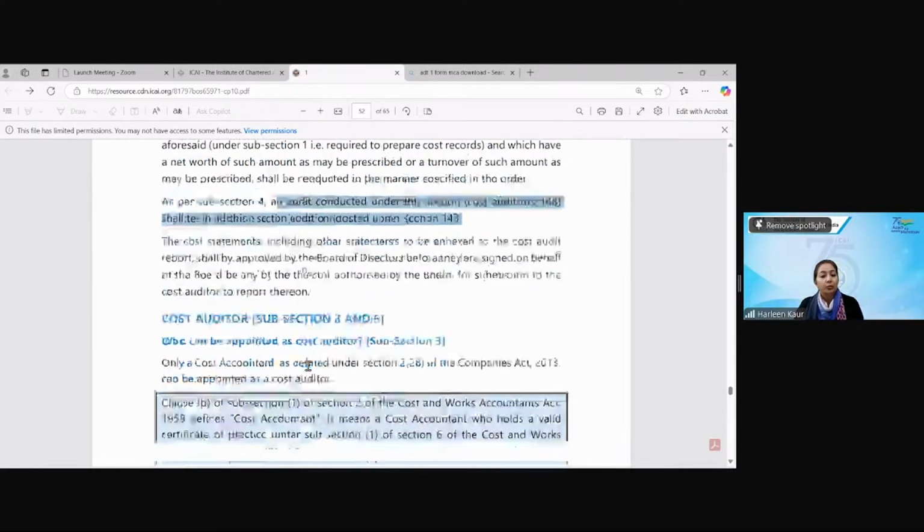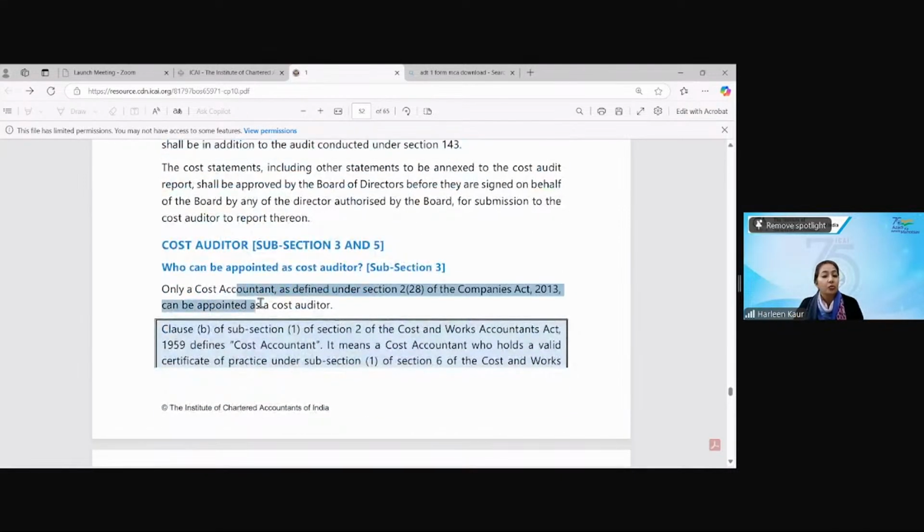Who will be appointing the cost auditor? Only the cost accountant who is defined under the Companies Act is to be appointed as the cost auditor. So they knew that you will have to go back to the preliminary chapter for seeing the definition. Institute has written the definition here, only reference for all of you. So let's read the definition of who is a cost accountant.